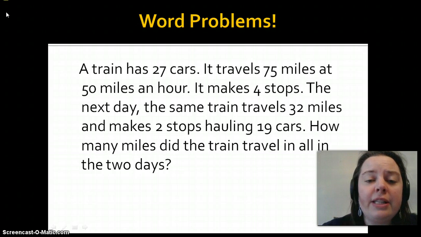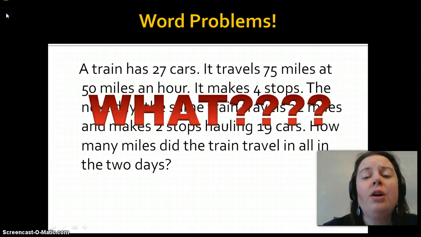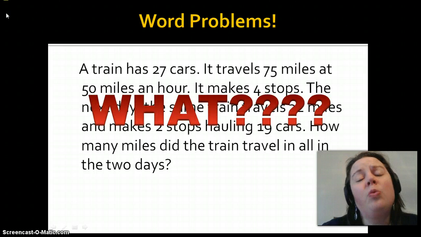A train has 27 cars. It travels 75 miles at 50 miles an hour. It makes 4 stops. The next day, the same train travels 32 miles and makes 2 stops hauling 19 cars. How many miles did the train travel in all in the 2 days? What? Word problems can be very confusing.